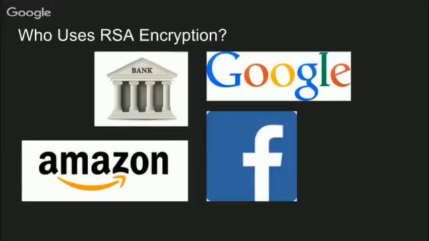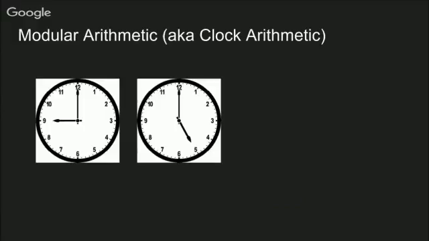So now that we know why RSA is so important, let's take a look at how it works. But first, we must learn modular arithmetic, also known as clock arithmetic. Luckily, you already have a basic understanding of clock arithmetic. Let me give you an example.